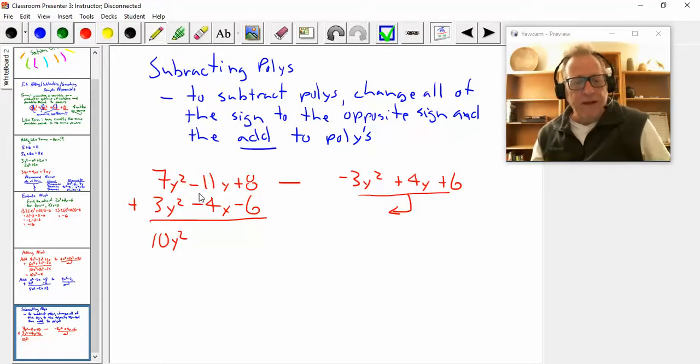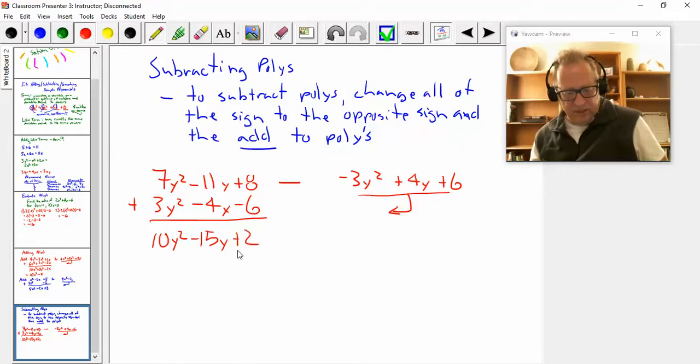Okay, we're adding. We have negative 11y. We're adding negative 4y. That makes negative 15y. And finally, we have plus 8, and we're adding negative 6. That gives us a plus 2. 10y squared minus 15y plus 2. Good.